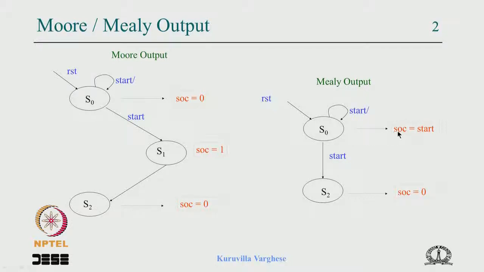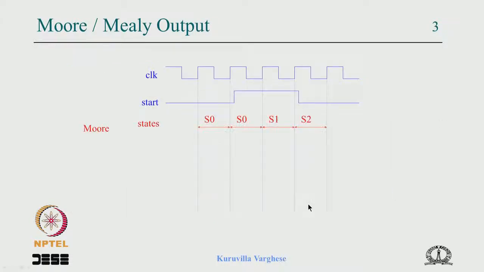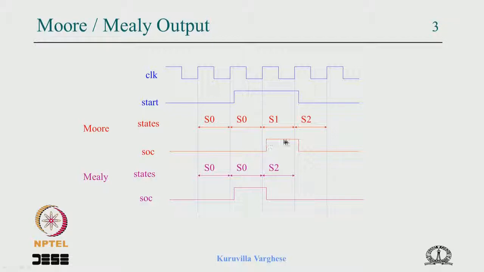by making the SOC a function of start. Then we say that in this particular state S0, SOC is 1 if start is 1, and when the start is 1, upon the next clock edge it transits to the next state S2, because S1 is not required. I called this S2 just to make it easier to compare. We looked at the timing, and found that for the Moore kind of output, the SOC comes during the state S1, but for Mealy it comes during S0, and also we find that one state is less.